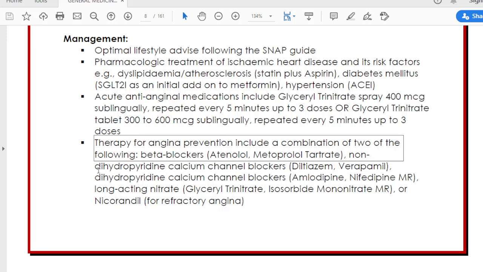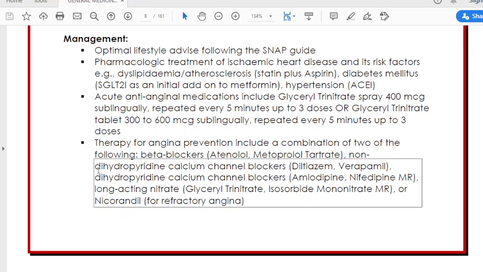Therapy for angina prevention includes a combination of 2 of the following: beta blockers, atenolol, metoprolol tartrate; non-dihydropyridine calcium channel blockers, diltiazem, verapamil; dihydropyridine calcium channel blockers, amlodipine, nifedipine MR; long-acting nitrate, glyceryl trinitrate, isosorbide mononitrate MR; or nicorandil, for refractory angina.